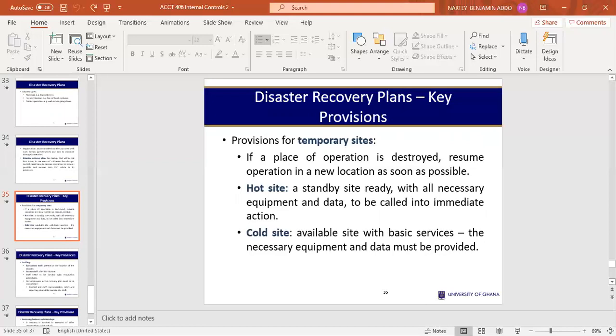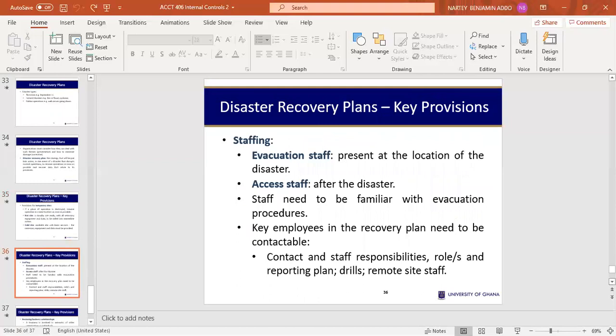So the site is available with basic services. They have all the human resources, but the necessary equipment and data must be provided. They don't have all the equipment that they will need to be treating patients who have contracted the virus. And staffing, you see, evacuation of staff present at the location of the disaster. For example, during the September 11 attack, how were staff evacuated?